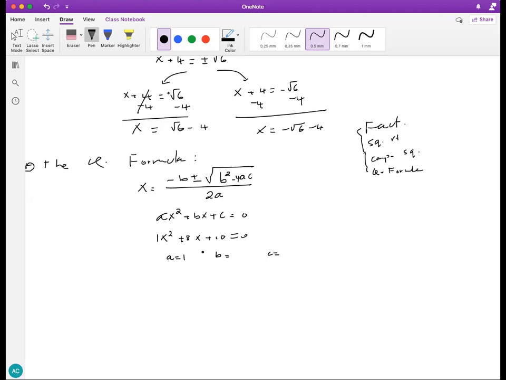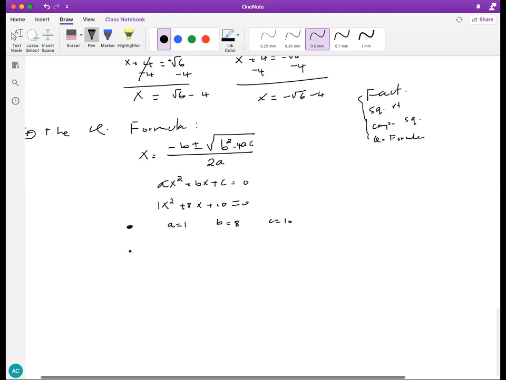Then B is next to the x, it's positive 8. Finally, C is the last number, 10. That's your first step. You want to get A, B, C from your equation. And then you just plug them in. That's all you have to do. Just plug these carefully into this formula and simplify. So first get these, plug into the formula.